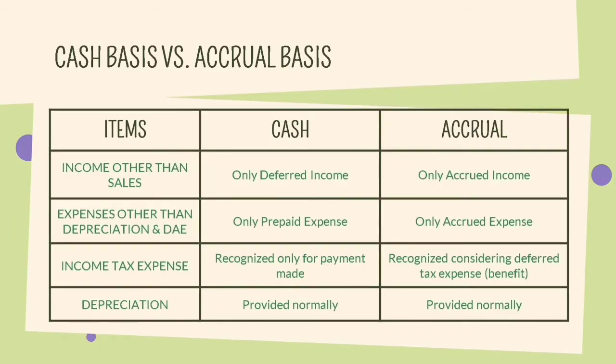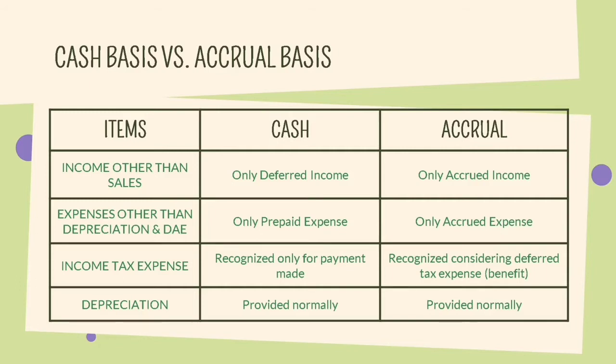Income other than sales. Under cash basis, only deferred income are recognized. Deferred income are those advances and unearned income, meaning to say it is already received but not yet earned. While accrual, only accrued income. Accrued income are those income earned and whether received or not, it is still recognized in accrual basis, as long as it is earned already.